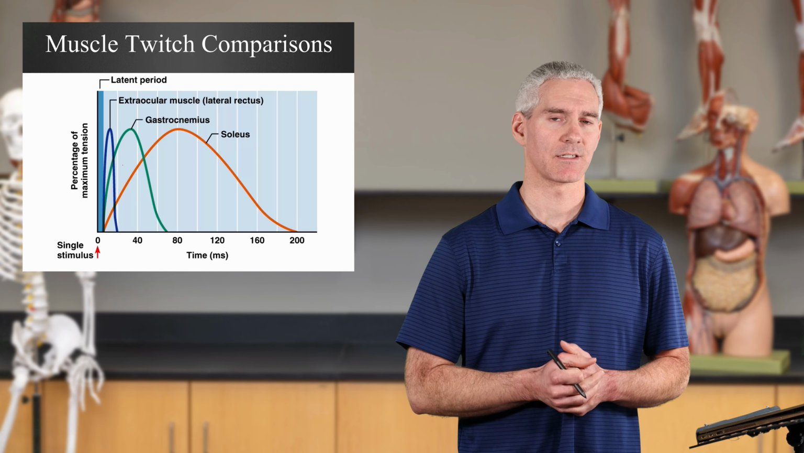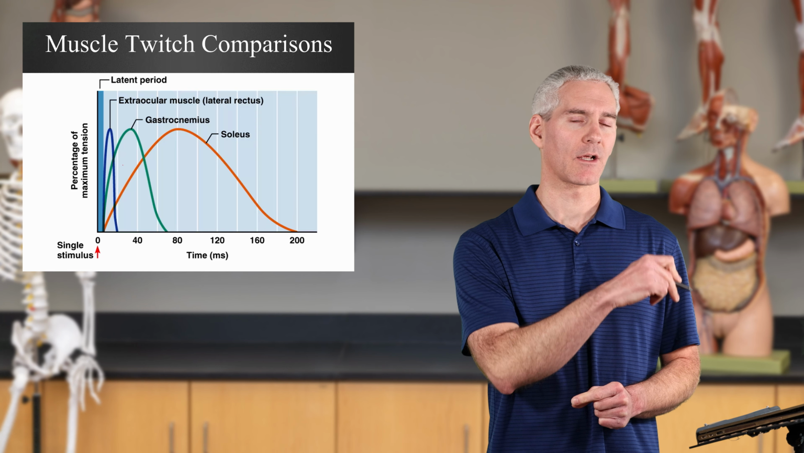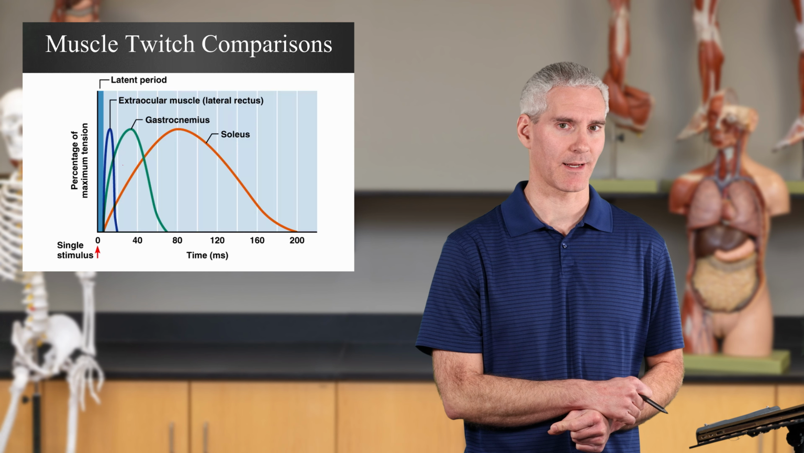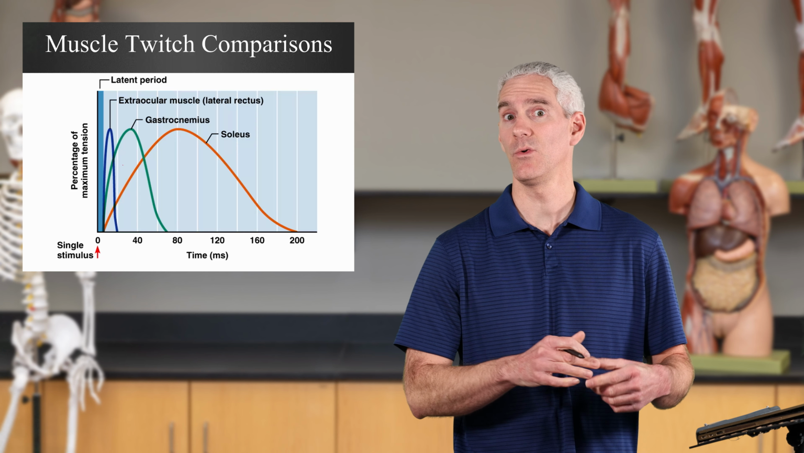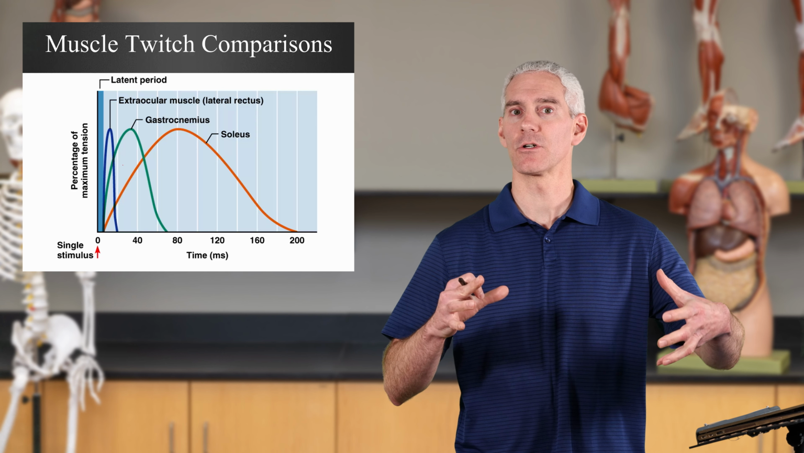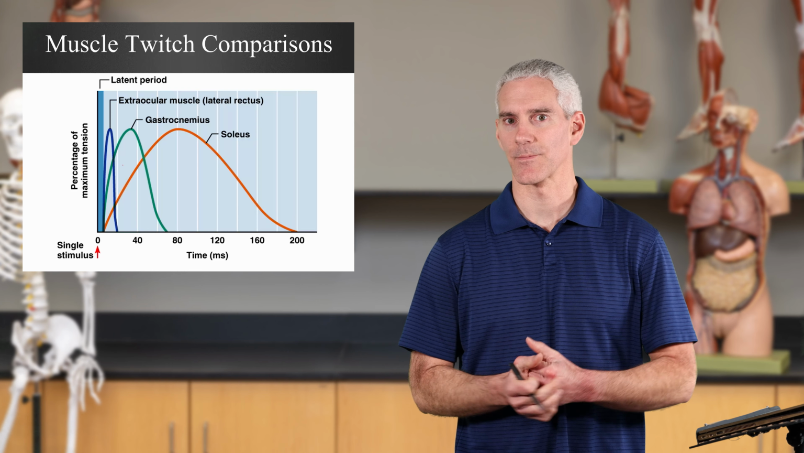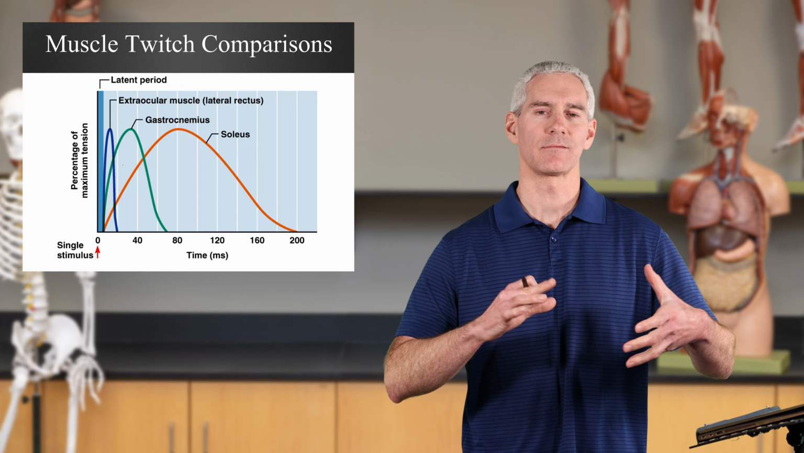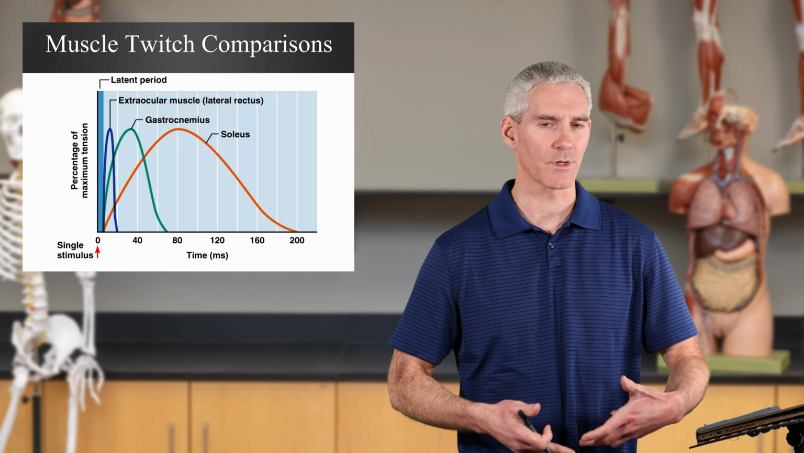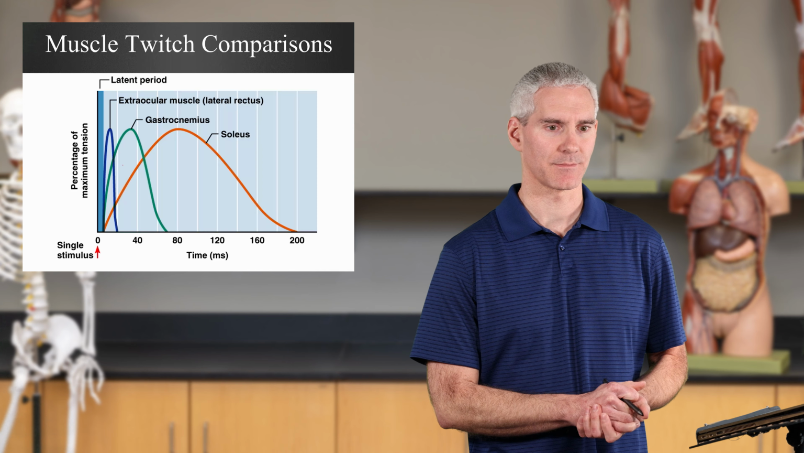Because the time from the bottom is milliseconds. Not seconds, milliseconds. Lateral rectus contracts and relaxes in 20 milliseconds. Soleus, 200 milliseconds. So again, the larger, more weight-bearing, slower to contract, slower to relax. Because they're also basically utilizing more force, more energy, not quite the same as your eye muscles.